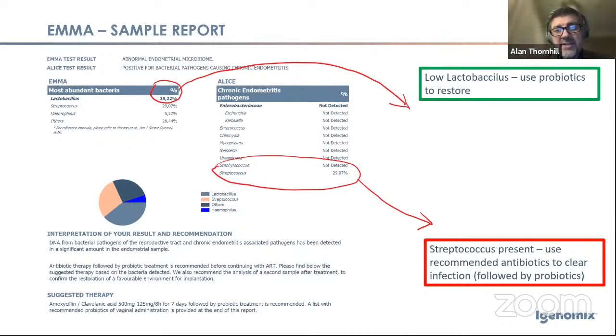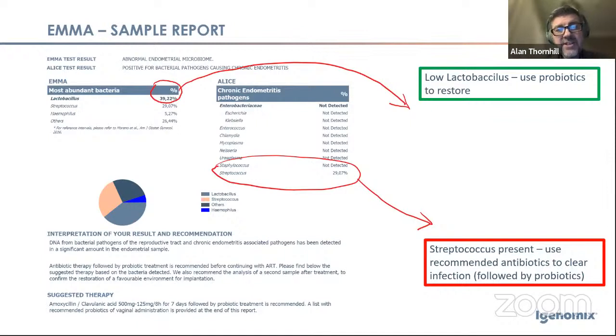And that's what I love about the test. That's why I joined Igenomix, is they do tests where you can do something about the result. It's not just, oh, sorry, here's a result, bad luck, off you go. It's, here's the result. I'm sorry that's not what you wanted, but I think we can do something about it. And I think that's really important.